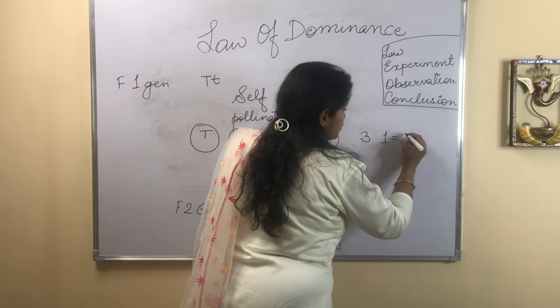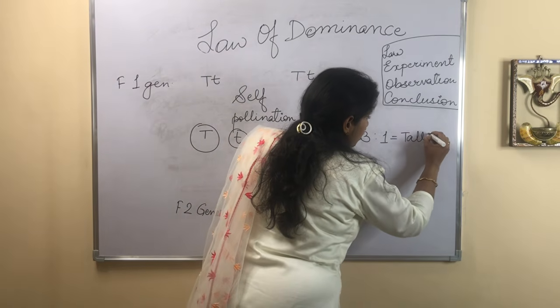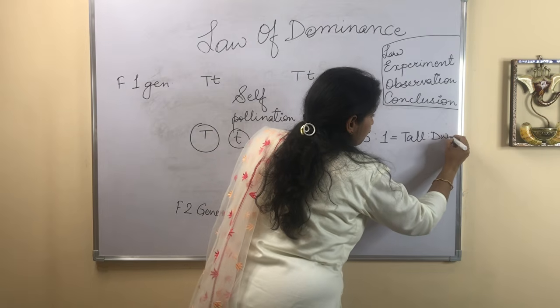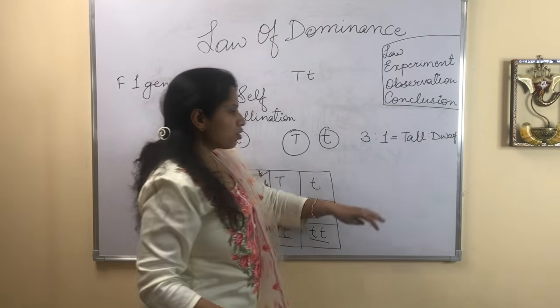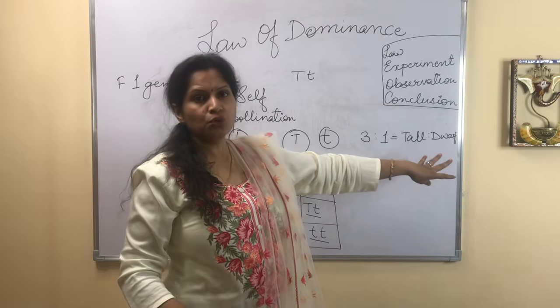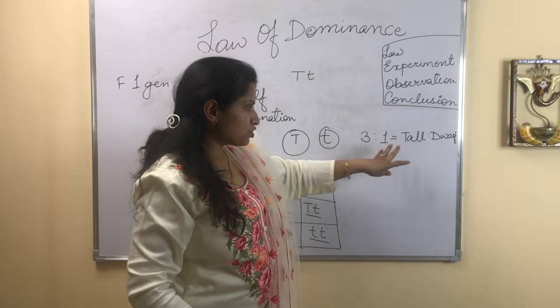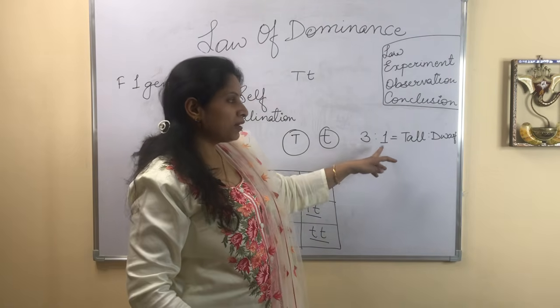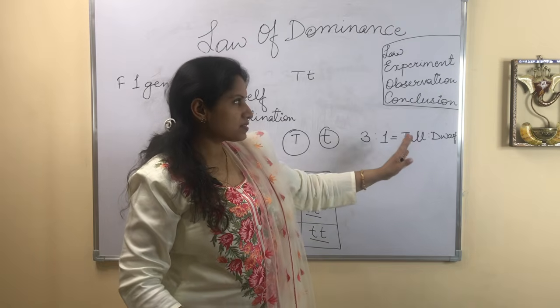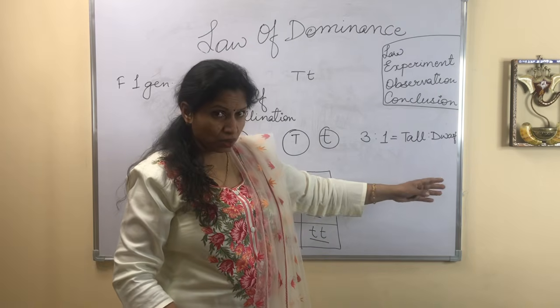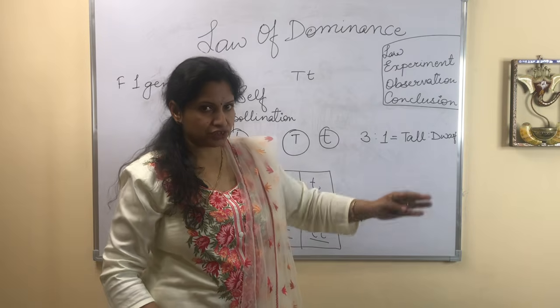So if you observe the ratio, we can write it as tall to dwarf. Tall to dwarf was 3 to 1. Three plants were tall and one plant was dwarf. So that was what we got in the F2 generation.